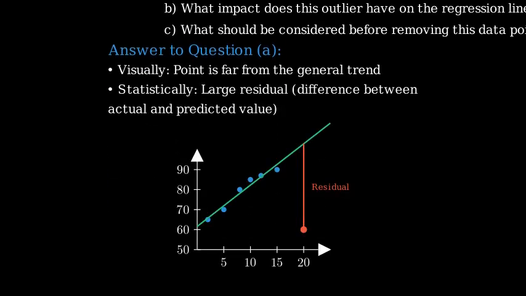Now for question B. What impact does this outlier have on our regression line and correlation coefficient? The outlier pulls the regression line down, making it less steep. This means our model would underestimate the relationship between study hours and test scores. It also weakens our correlation coefficient, making it lower than it would be without the outlier. The value of R would decrease from about 0.98 to 0.72.